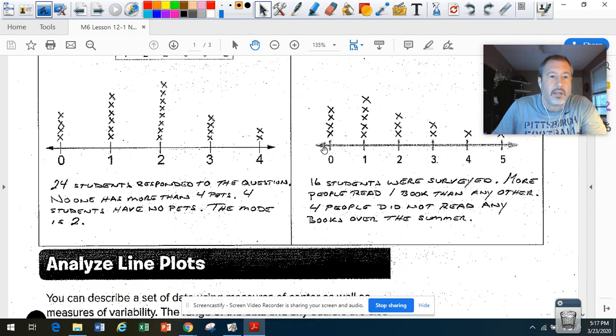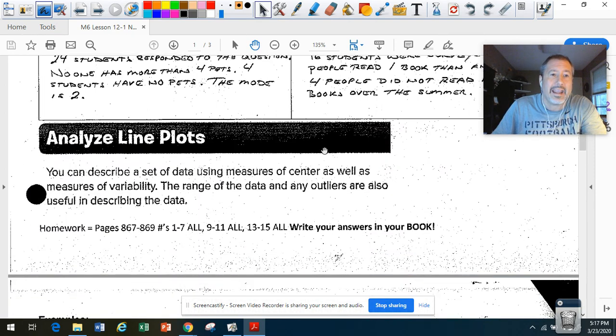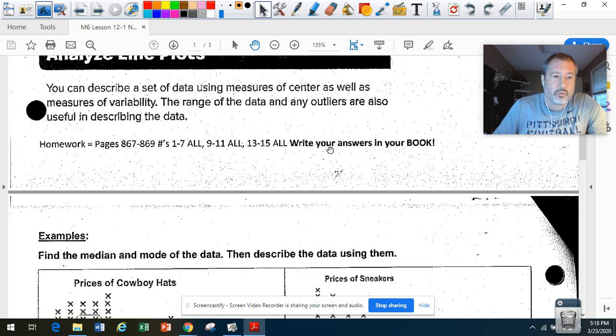Pretty basic information. It says now we're going to analyze line plots. So what does this mean here? It says you can describe a set of data using measures of center. That's our mean, median, mode, as well as measures of variability. We're going to get into our Q1s, our IQRs, our ranges, Q3s, all that fun stuff. The range of a data set and any outlier are also meaningful in describing the data. So let's take a look and see what examples we have here.